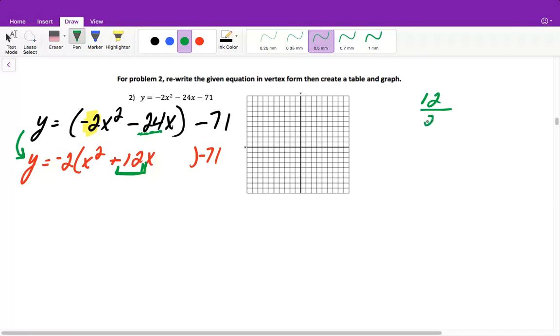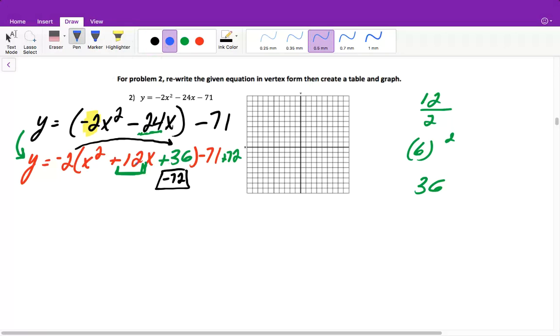So we do 12 divided by 2, that is 6. We square it, so it's 36. So we add 36, and now we think, this is actually being multiplied with negative 2. So we are then subtracting 72 here. So we're not actually adding 36, but we're subtracting 72. So to offset the subtraction of 72, we need to add 72 because 2 times negative 2 times 36 is the same as plus 72.